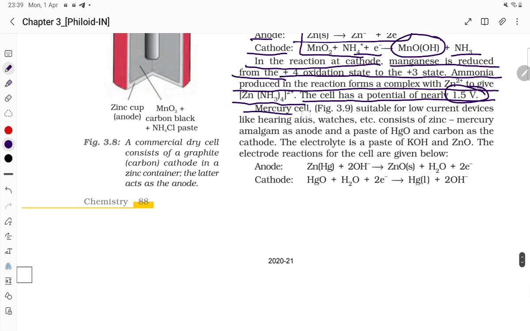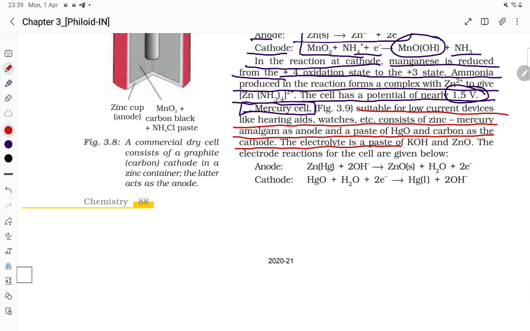The second cell is the mercury cell. This is suitable for low current devices like hearing aids, watches, etc. It consists of zinc-mercury amalgam as the anode, and a paste of HgO and carbon as the cathode. The electrolyte is a paste of KOH and ZnO.